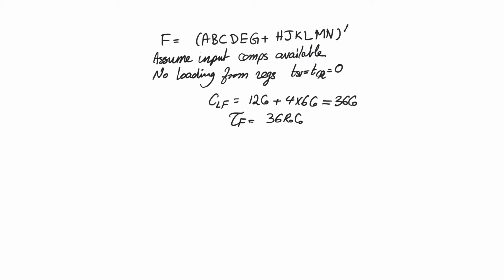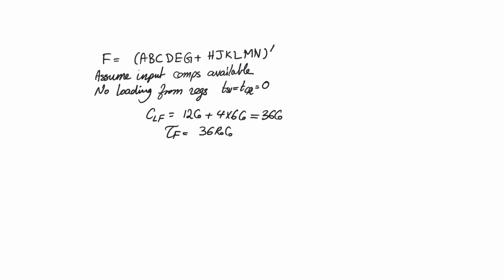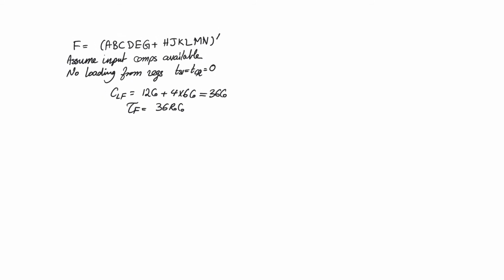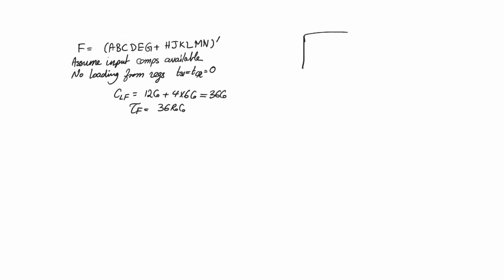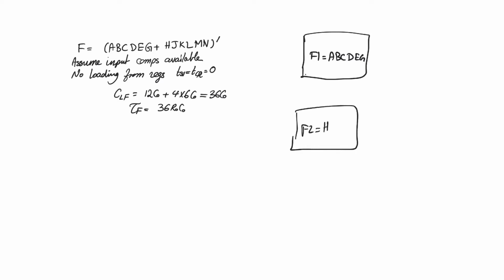Now, if this is not acceptable, we can break down this logic function into 3 logic gates. The first is F1 equal to AB, C, D, E, G, and F2 is equal to H, J, K, L, M, N. And then these two are brought together in a 2-input NOR gate to give us F. So this is the simplest way we have to break down this logic.